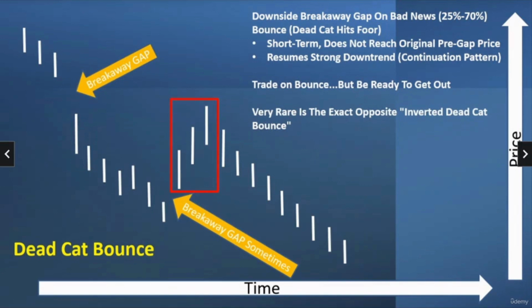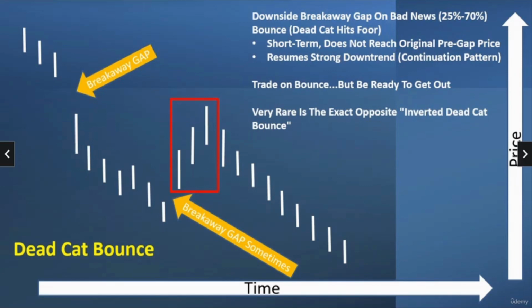Again, a dead cat bounce is a continuation pattern, so it's going to resume that strong downtrend. But the idea is something bad happened, it drove the price down, and people are looking at it as it hits rock bottom and bounces. They're saying, this is way too low. Maybe this has been oversold. Let me buy in, and then you get more buyers, and that creates the bounce. That's your breakaway gap.